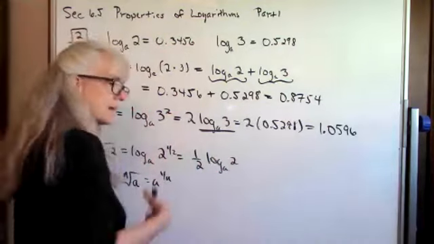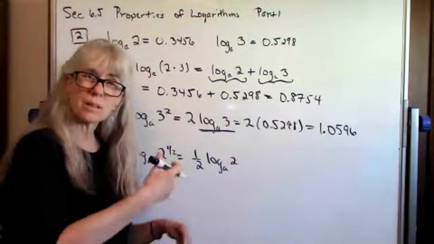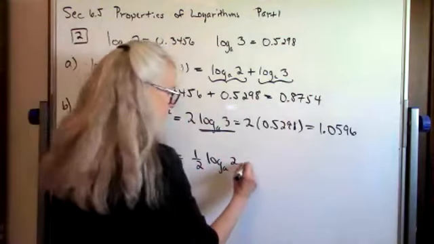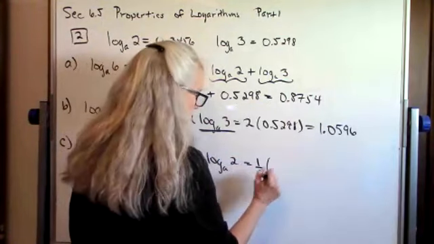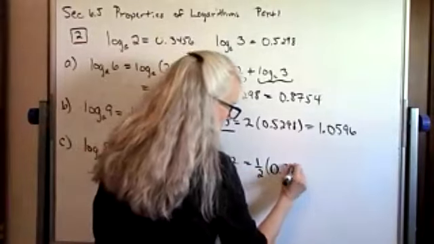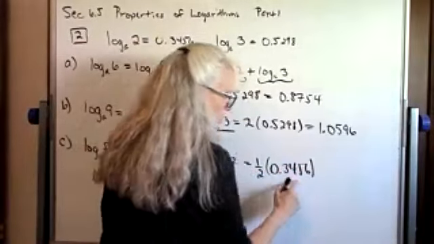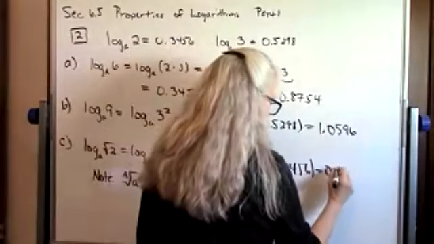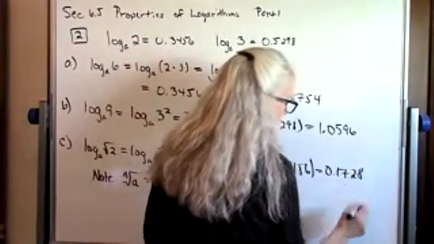Again, when you bring that exponent out in front, it is a product out in front. It's a multiplication. It's times. So this would be 1/2 times the equivalent of log base A of 2, which was 0.3456. So I'm basically cutting 0.3456 in half, and I'm going to get 0.1728.